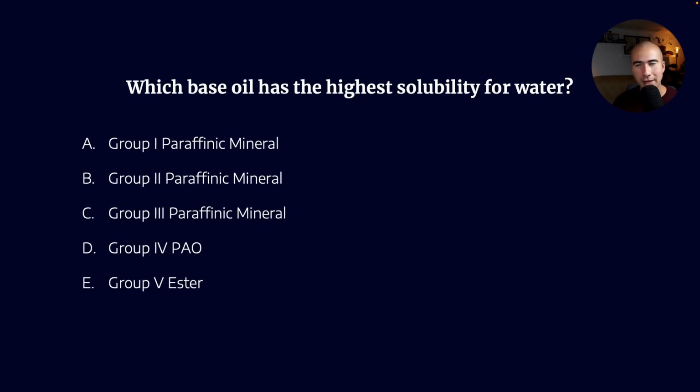Now, strictly speaking, that sentence is not really correct. I should be saying, which base oil has the greatest miscibility with water? Because when we mix two liquids together, it's miscibility. When it's a solid and a liquid, it's solubility. Now, the answer is ester.